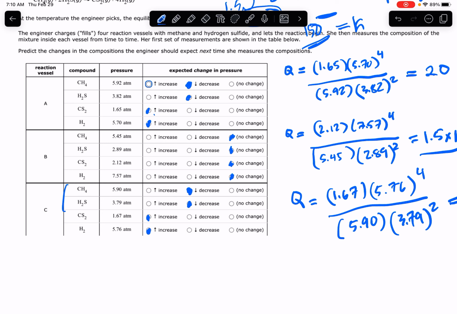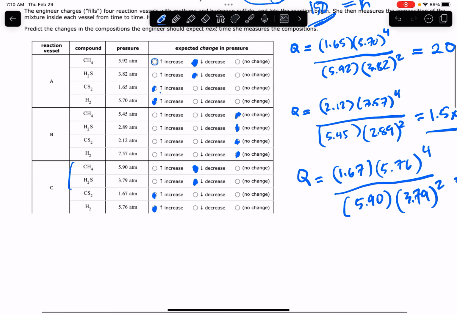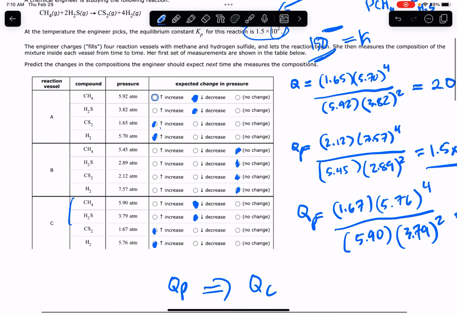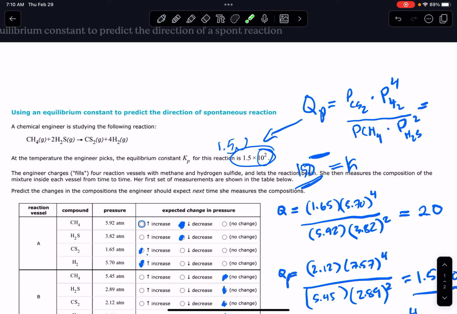Just one parting shot on this. Hopefully you realize that we did this entire problem using QP with pressures. We could just as easily have done the problem with concentrations. They just happened to give us our K in terms of pressure. If they had given us our K in terms of concentration, we have the ability with gases to go either way.